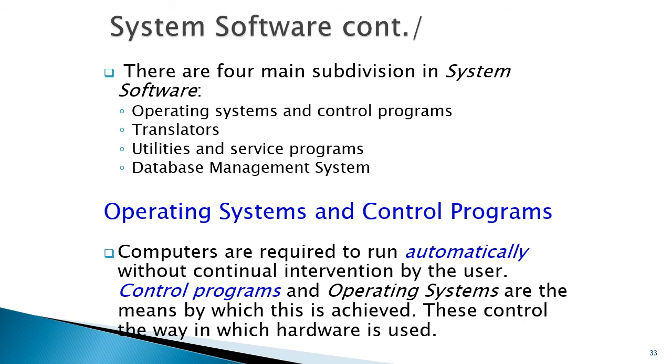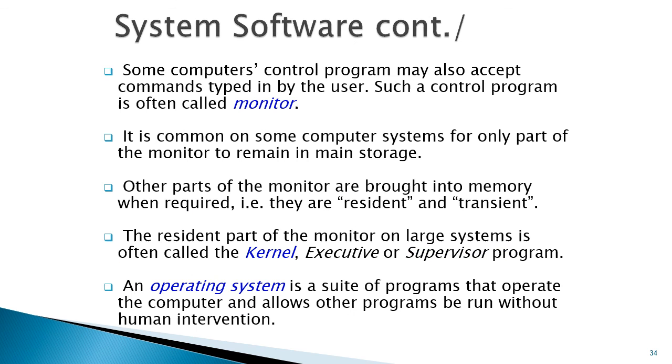So computers are required to run automatically without continual intervention by the user. So control programs and operating systems are the means by which this is achieved. These control the way in which the hardware is used. Some computer control programs may also accept commands typed in by the user. Such a control program is often called a monitor.